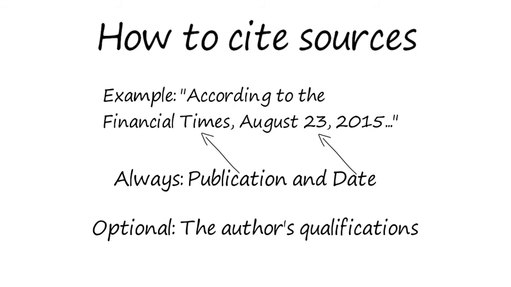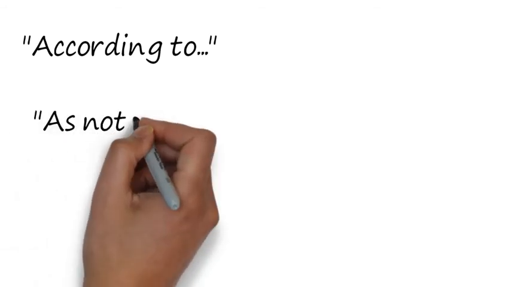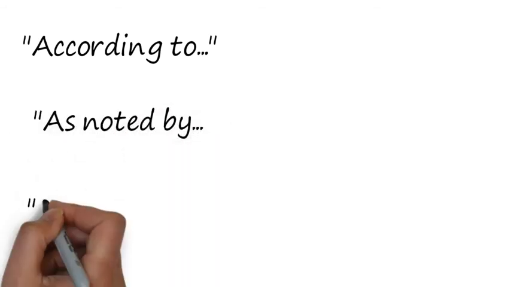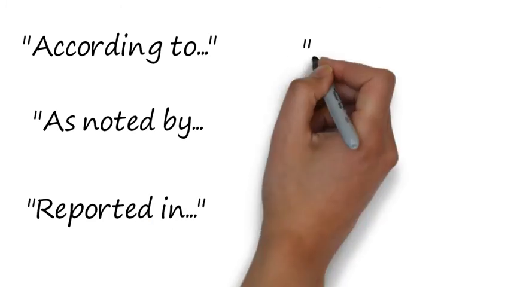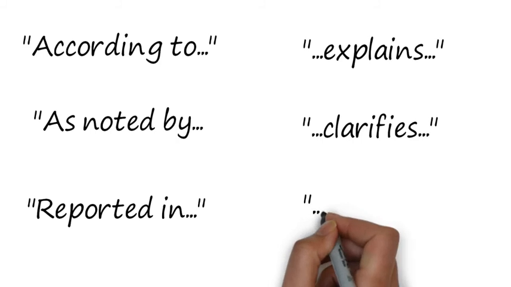Another thing to consider when citing sources is the language that you're going to use to lead into the source citation. If every single time you're saying according to, it starts getting a bit repetitive. Think about other ways to introduce it, as noted by, reported in, as stated by. There are many different ways to introduce source citations, and adding variety helps your audience to follow your speech.